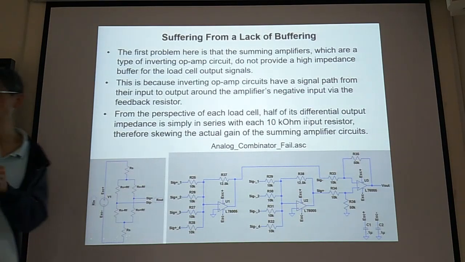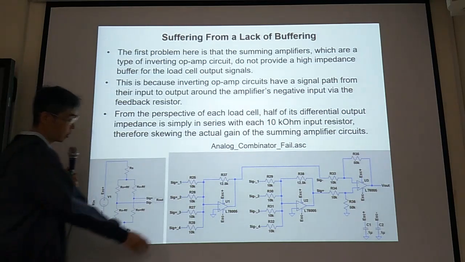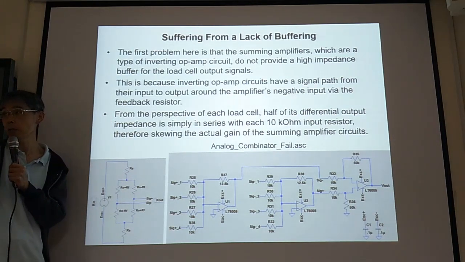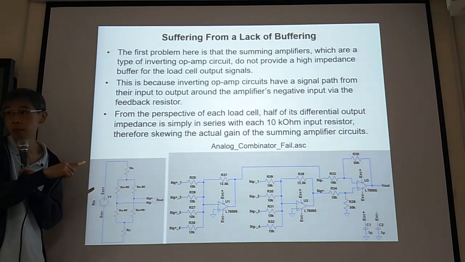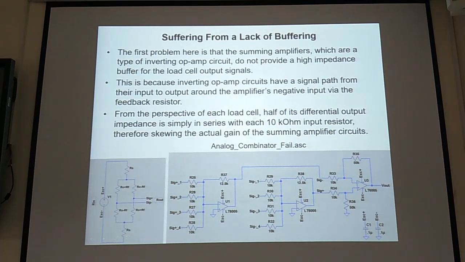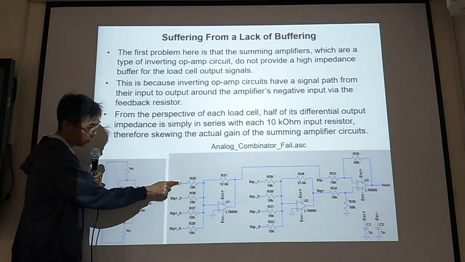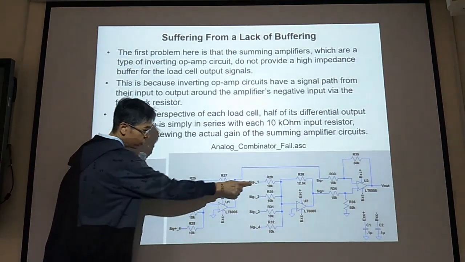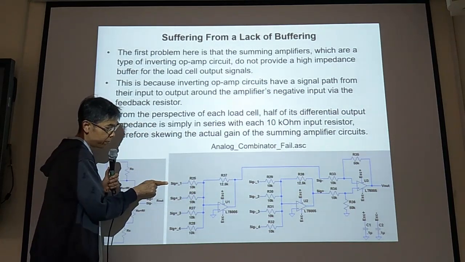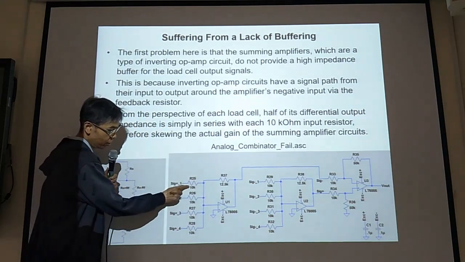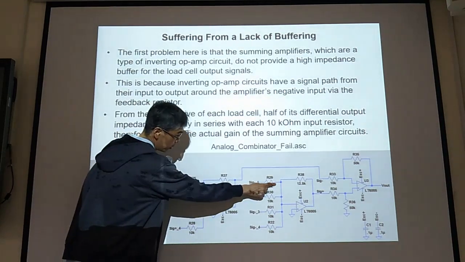In order to do this calculation, we need to know the output resistance of this Wheatstone bridge. We have calculated this Wheatstone bridge output resistance already in the previous class. The signal comes from bridge 1, positive and negative. Half the circuit goes to this end, half goes to this end, and in series with 10K, 10K.